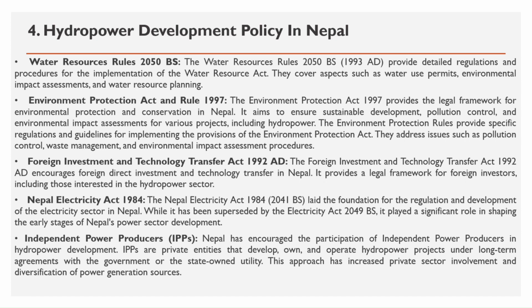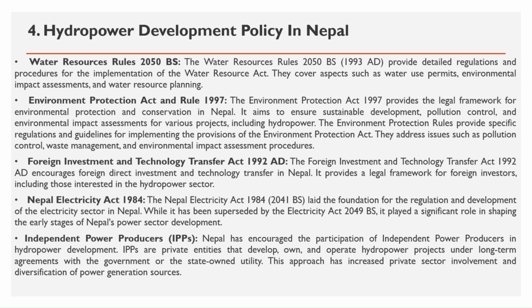Environmental Protection Act and Rules 1997. The Environmental Protection Act 1997 provides the legal framework for environmental protection and conservation in Nepal. It aims to ensure sustainable development, pollution control, and environmental impact assessment for various projects, including hydropower. The Environmental Protection Rules provide specific regulations and guidelines for implementing the provisions of the Environmental Protection Act. They address issues such as pollution control, waste management, and environmental impact assessment procedures.